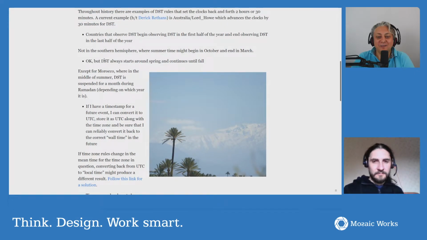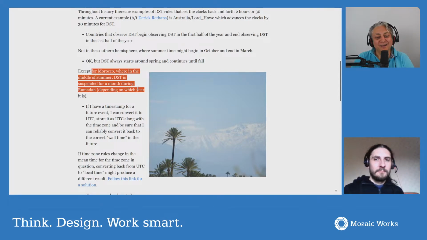Daylight saving time always starts around spring and continues until fall. These are already very subtle, right? The ones I usually see are much less subtle than that. But we've discussed those already. In Morocco, in the middle of summer, DST is suspended for a month during Ramadan, depending on which year it is. Oh, so it also depends on which year. Yes. It becomes very simple.